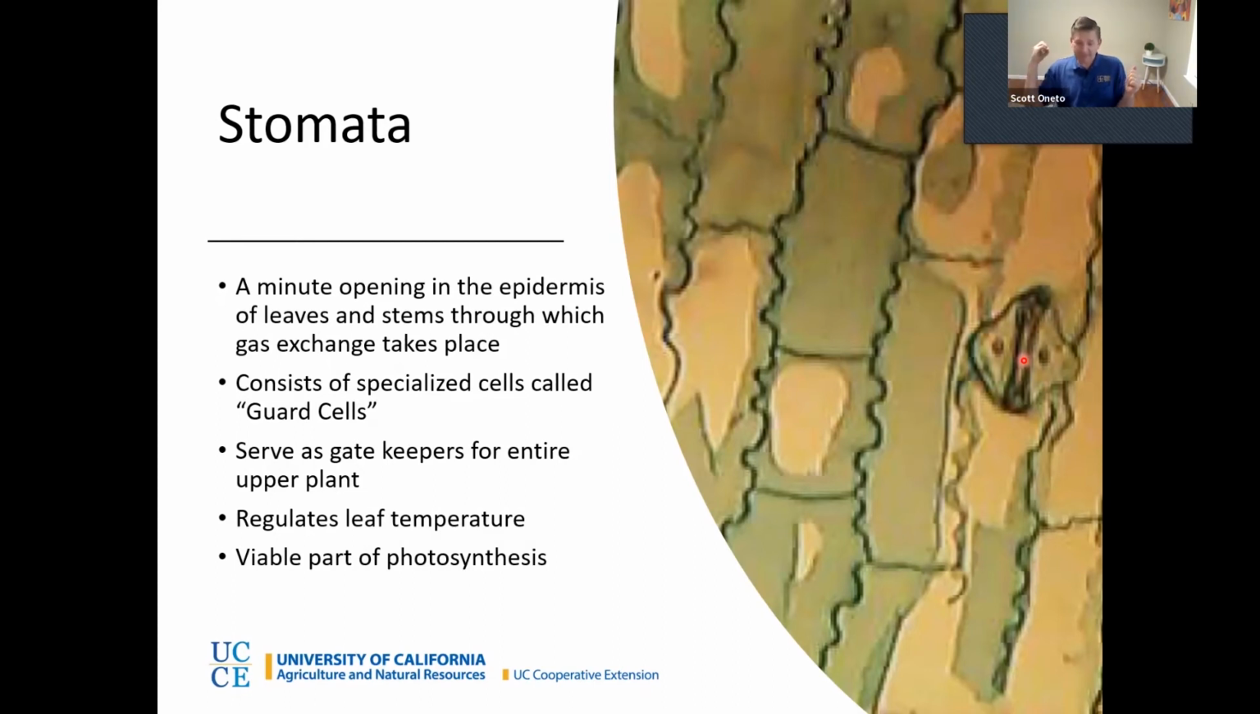And then it basically opens, allows all that oxygen to release, and then allows more carbon dioxide to come in. So they're super important in the process of photosynthesis. And then they're also very important for regulating leaf temperature. So if the leaf or the plant is getting hot, they may open, allow water vapor to transpire to go out to help cool the immediate area right around the plant.